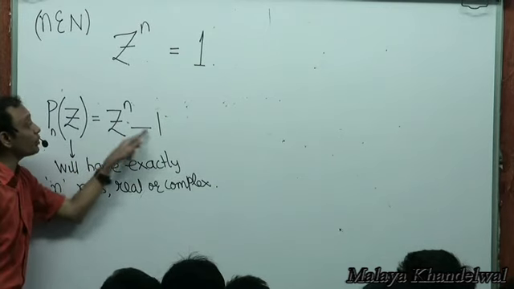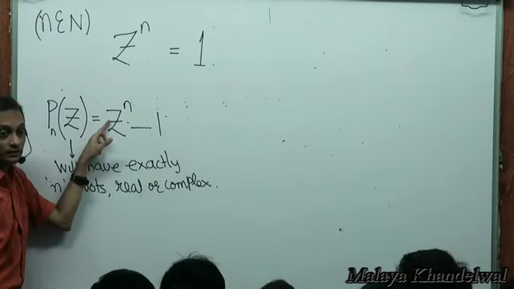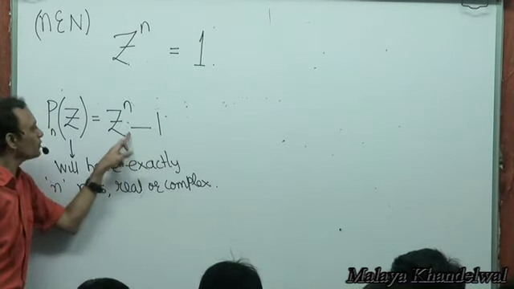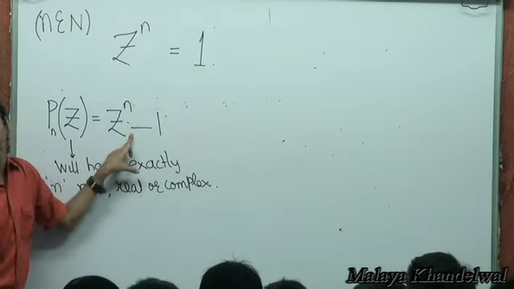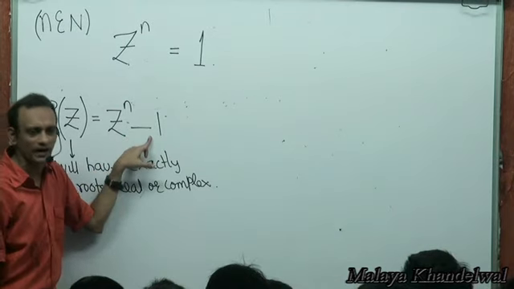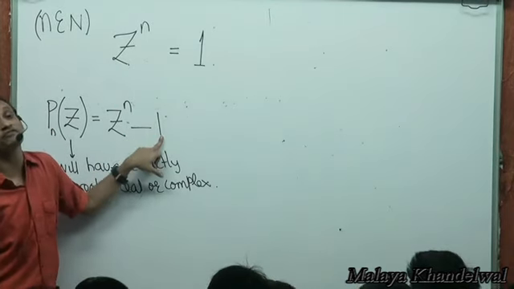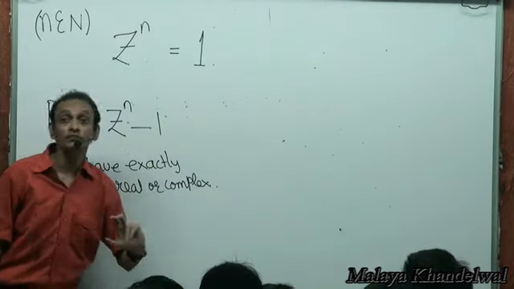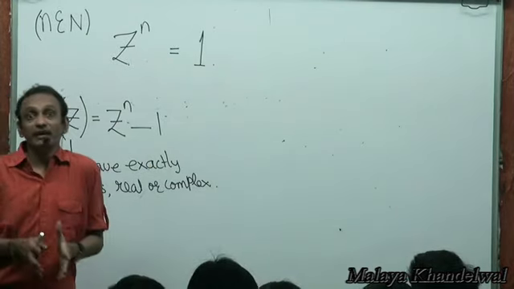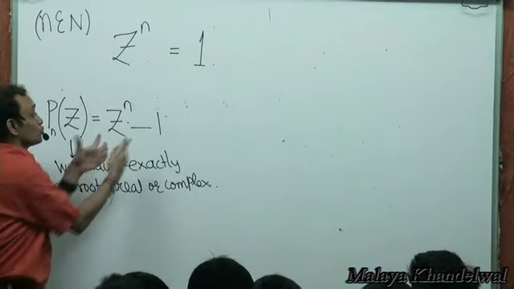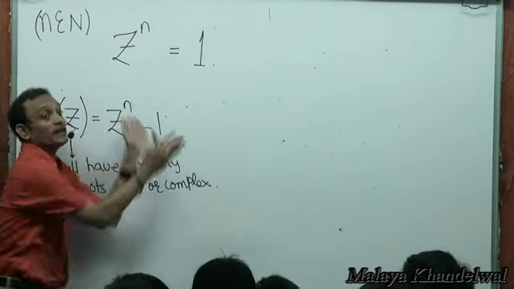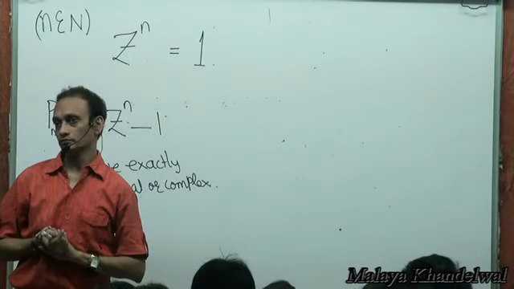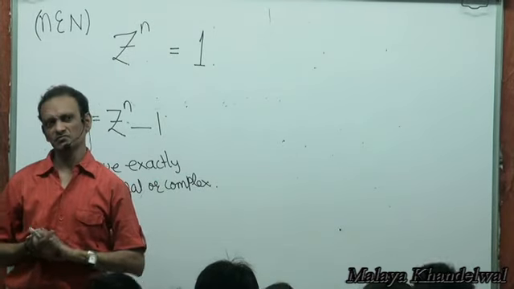The coefficients of this polynomial are real numbers: 1, 0, 0, 0, and then minus 1, right? The coefficient of z to the power n minus 1 is 0, the coefficient of z to the power n minus 2 is 0, the coefficient of z to the power n minus 3 is 0, and the coefficient of z to the power 0 is minus 1. They are all real numbers. So, if a plus ib is a root of this equation, then a minus ib will also be a root of this equation. You know what I'm saying?